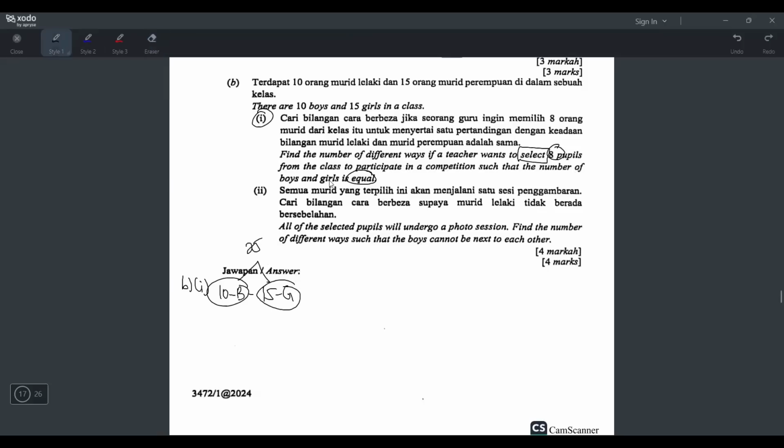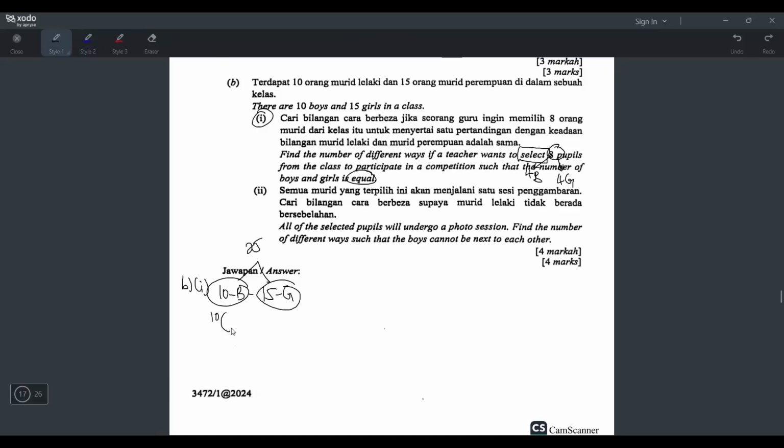They said boy and girl must be equal. So we have to make sure boy and girl must be the same number. The number of people is 8. So if you want the boy and girl equal, it has to be 4 boys, 4 girls. It must be like that. It cannot be 5 boys, because if 5 boys, then it will be 3 girls already. Then it's not equal. So it has to be 4 boys, 4 girls.